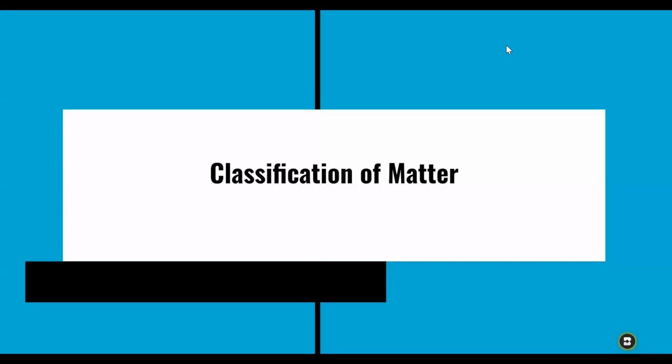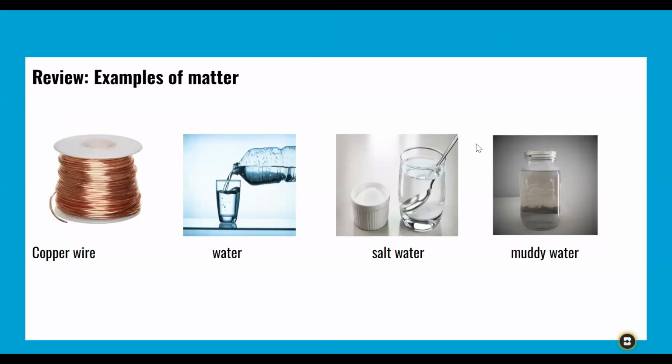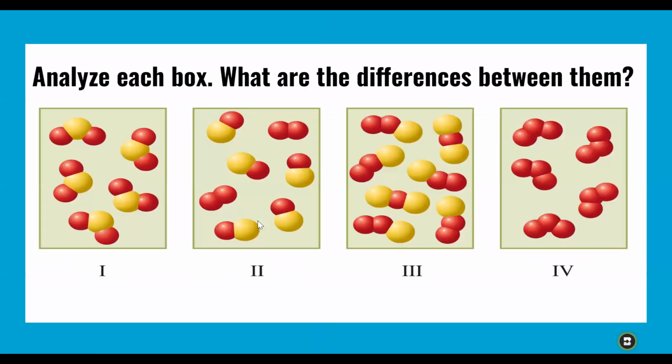We already know what matter is. Matter is anything that has mass and occupies space. A little review of examples of matter. These are all examples of matter: copper wire, water, salt water, muddy water. Okay? They're all examples of matter, just to refresh your memory.